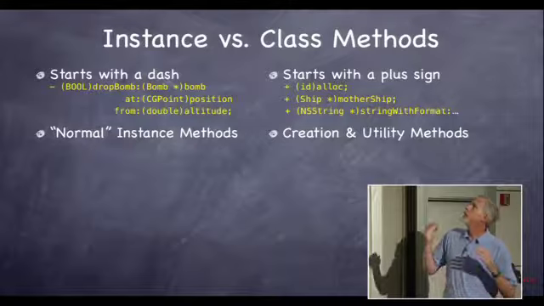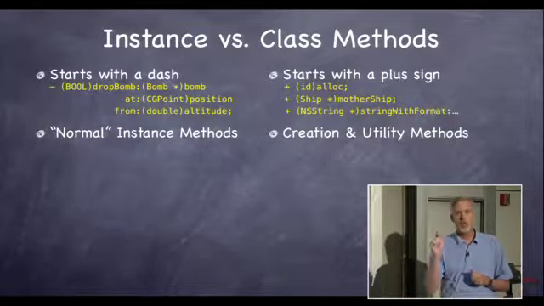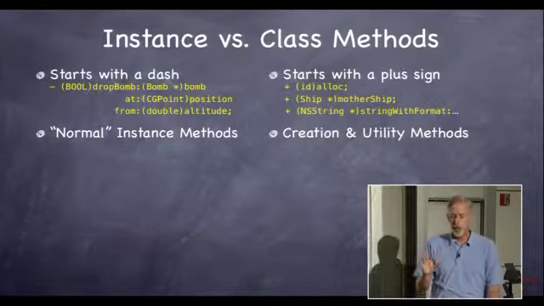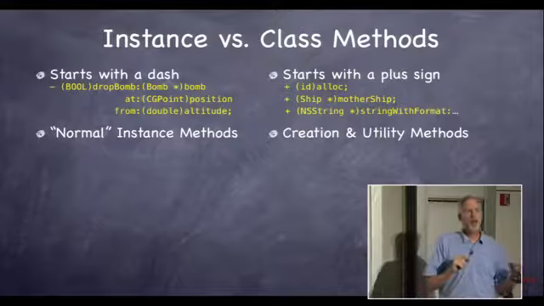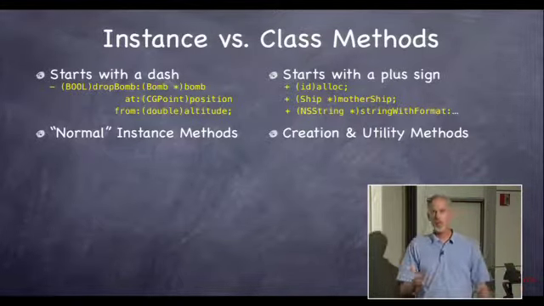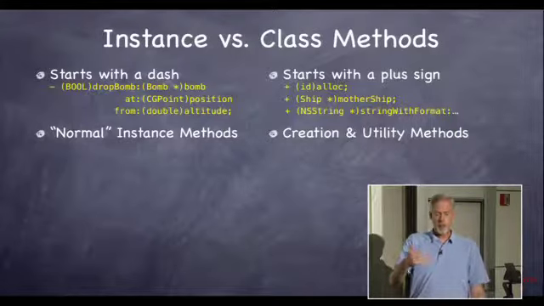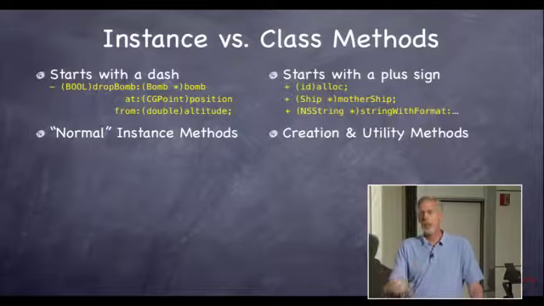Okay, so let's look at these two. Instance methods start with a dash. You see they have the dash on the left. That's all we've defined in the walkthrough, is instance methods. Class methods start with a plus, and you can see some examples on the right there. Instance methods are normal, everyday methods like you're used to in all other languages, in Java and all that. You send these messages to instances, to objects, and they implement them.